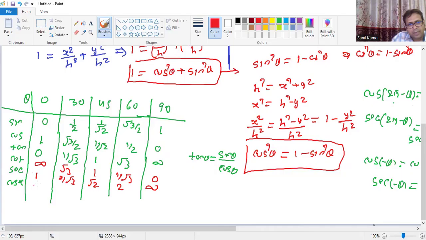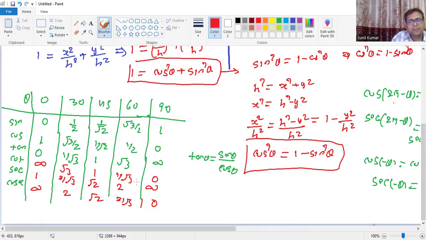Similarly, for cosec, just reciprocate the sine value. 1 by sine is cosec. So we'll get infinity here again, then 2, root 2, here we have 2 by root 3, and here 1. So these are the basic tables.